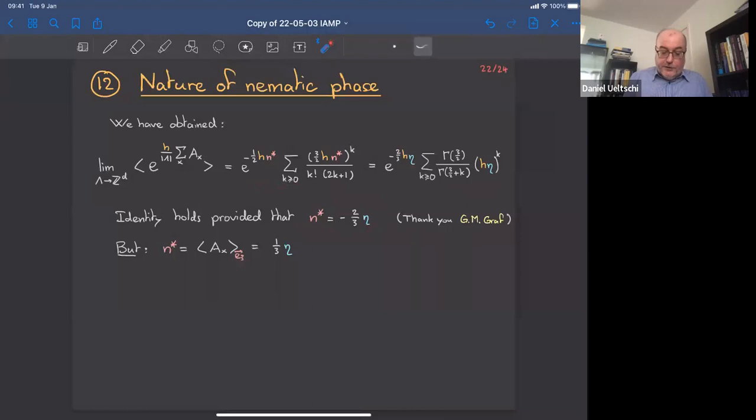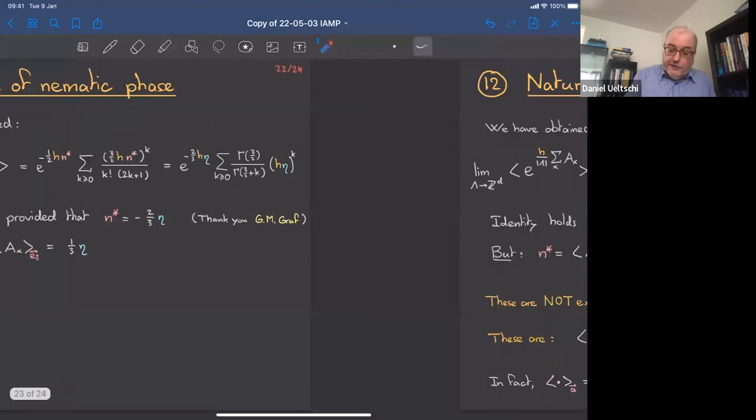But now there is some problem, because n star is by definition the expectation of this A-x in the Gibbs states with E3. And one can check that it's equal to 1/3 of eta. So if one believes the loop representation, this is what we actually get. At the same time, in order for both conjectures, both heuristics, to match, we need this. So then there was clearly something not working.